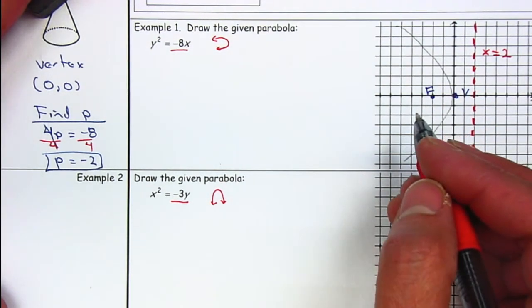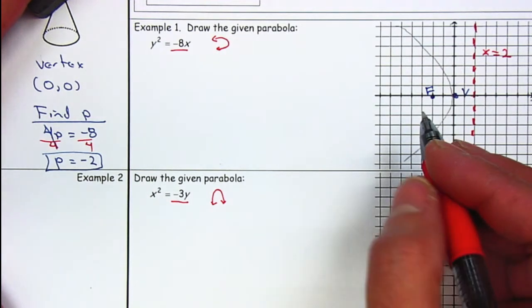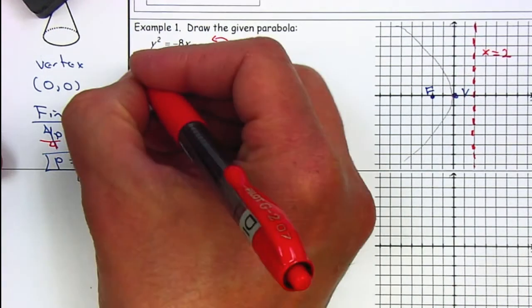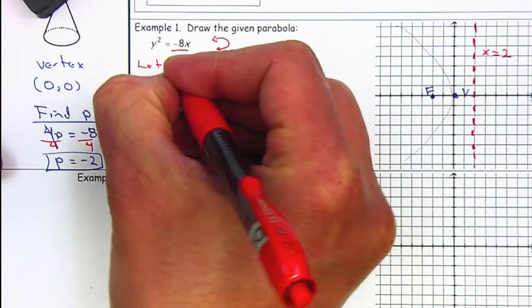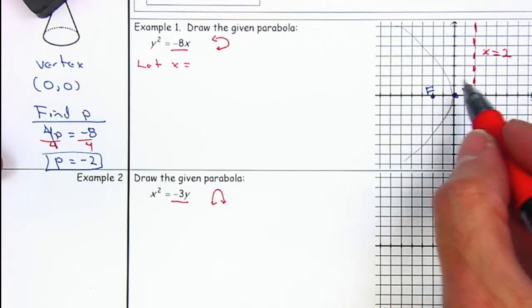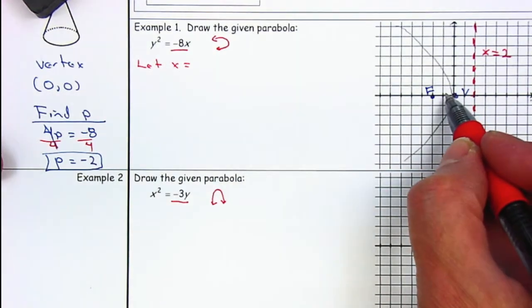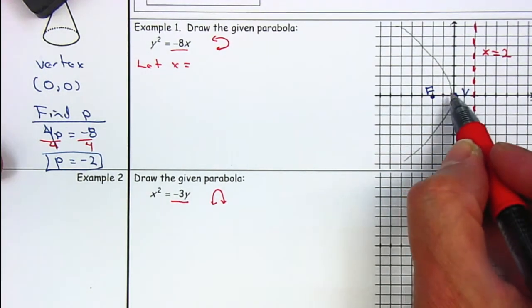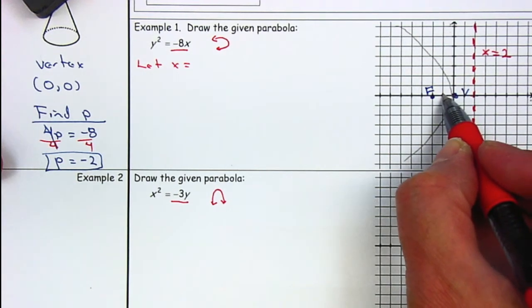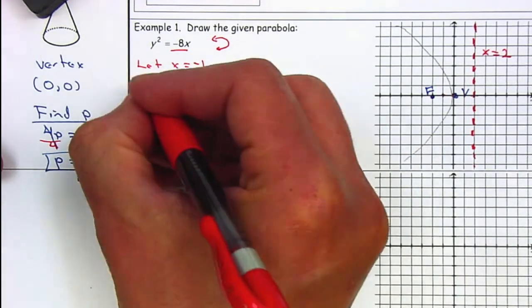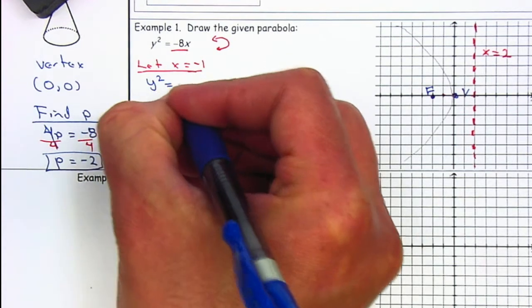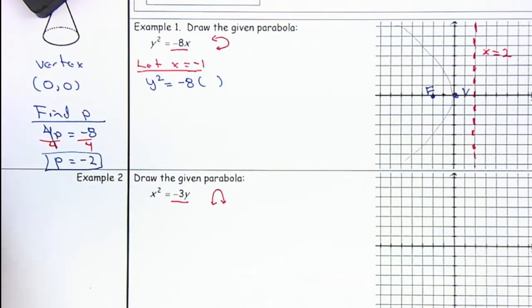Now I need to be able to find additional points on the parabola. So I need to plug in different values for x. You always want to go inside the parabola. So I'm going to let x equal negative 1, because that will give you 2 points, and you'll see why. This is your vertex, you go towards your focus, you go negative 1. So x is equal to negative 1. Instead of the x, I'm going to replace it with a negative 1. We have y squared is equal to negative 8, but instead of the x it will be negative 1.